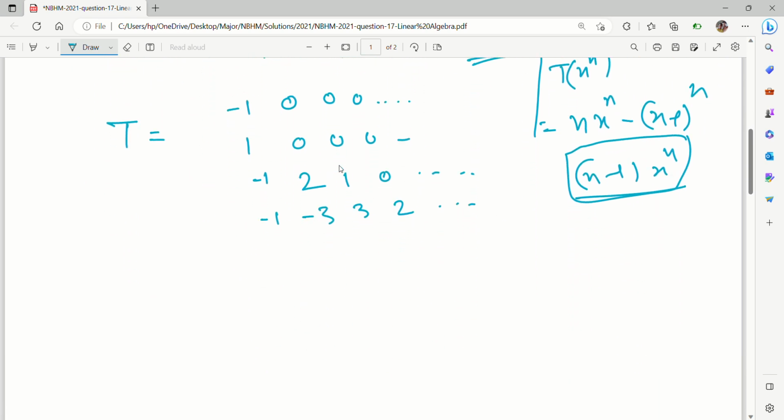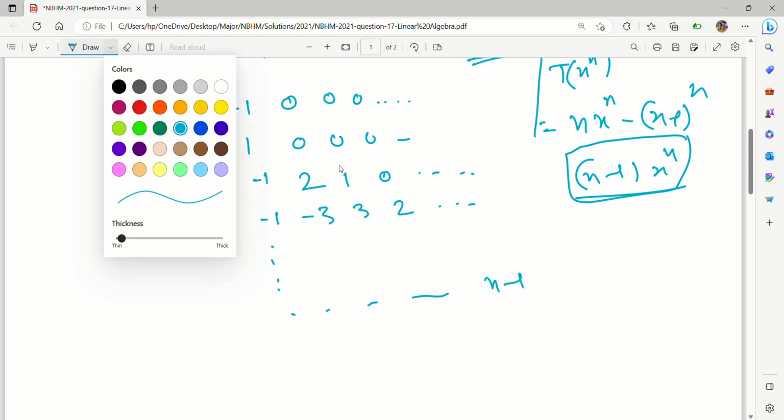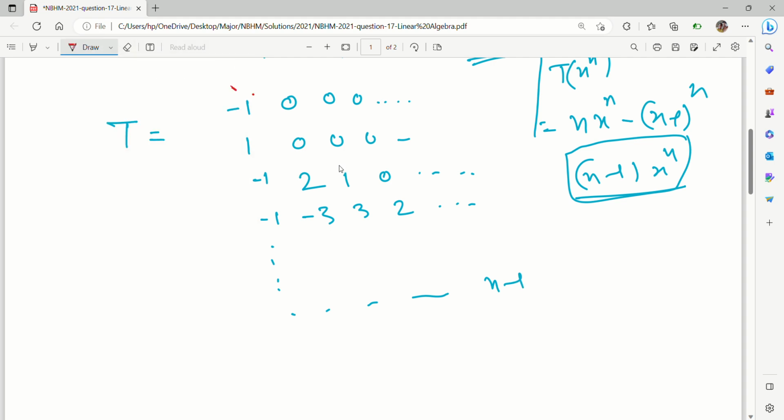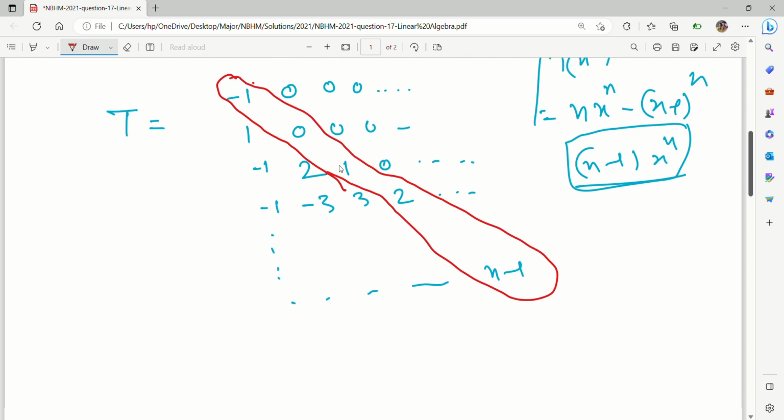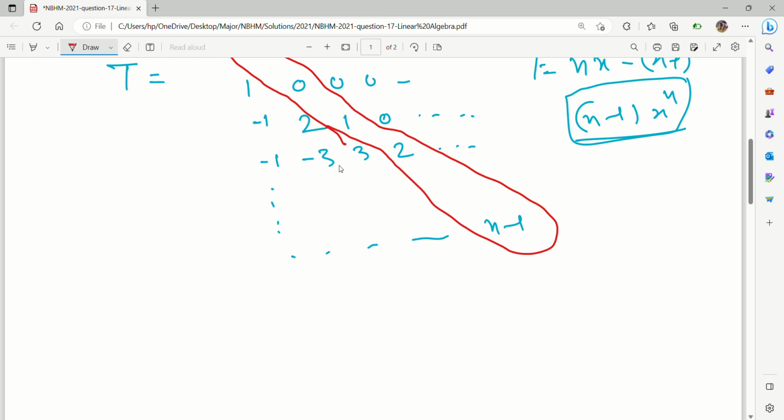So basically, we are interested in the trace of this matrix. For the nth term, the non-zero entry in this position is n minus 1. So we are interested in these diagonal entries, and we are not interested in the other values, right?